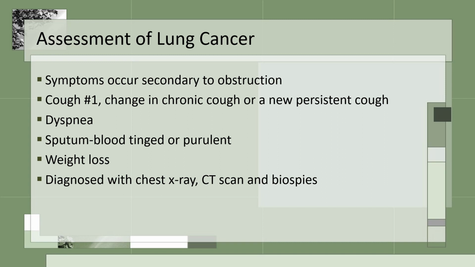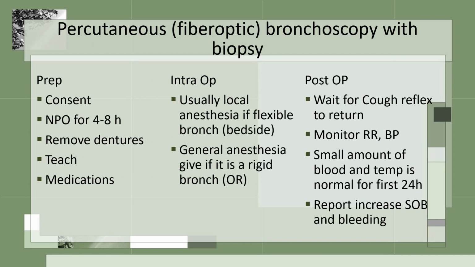They're usually diagnosed with a chest x-ray, a CT scan, and biopsies. So percutaneous bronchoscopy with biopsy is one way that a biopsy is done. Remember that to prepare your patient for this, they need to get a consent. They need to be NPO for 4 to 8 hours. Make sure the dentures are removed because it goes into the mouth. You teach them about the medications and what is going to happen during the procedure.